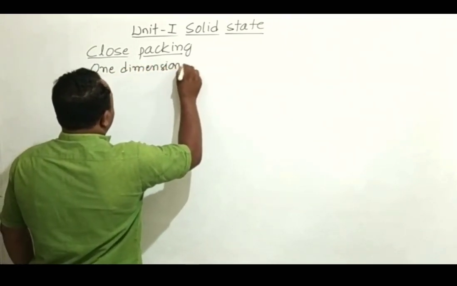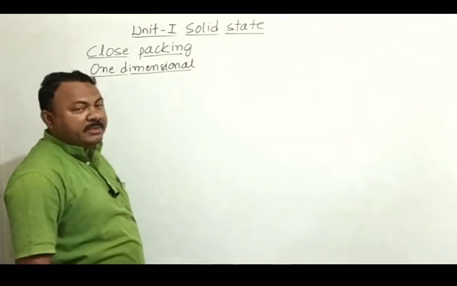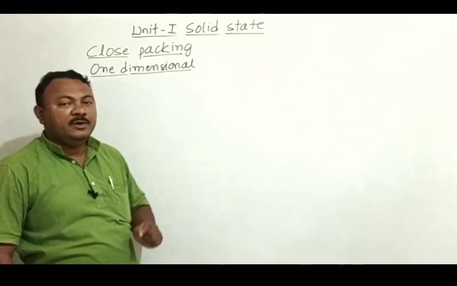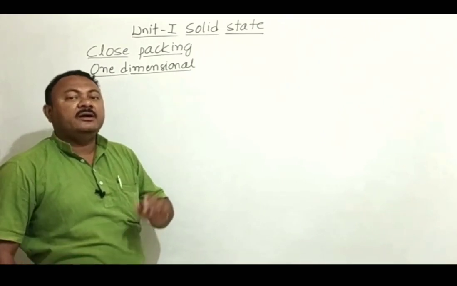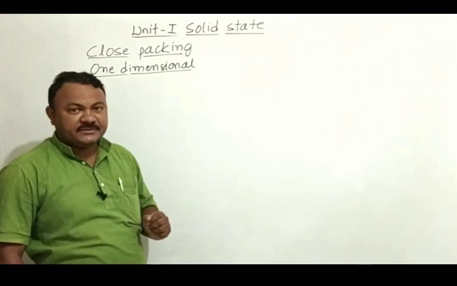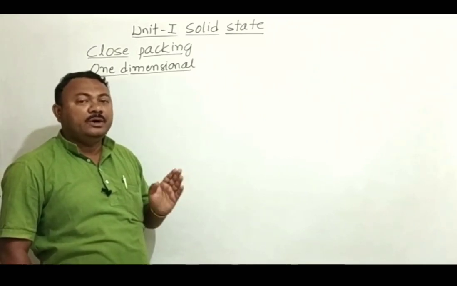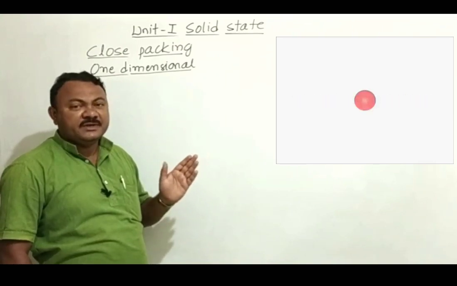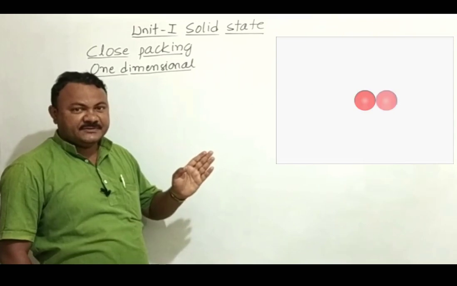One-dimensional close packing. Arrangement of the particles with minimum empty space, we call it as close packing. First we are learning one-dimensional close packing. See, we take particles as the hard spheres, and now in one-dimensional close packing we are moving only along the x-axis. I am going to show by using some animations and diagrams. Now we are moving along x-axis.